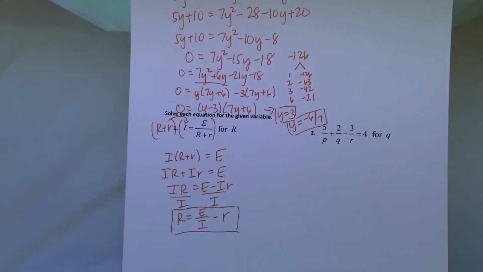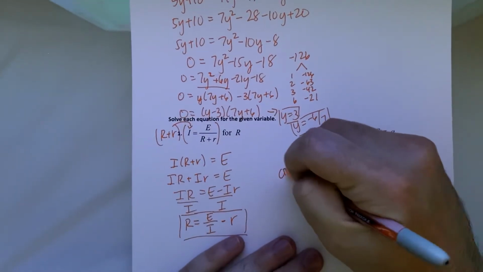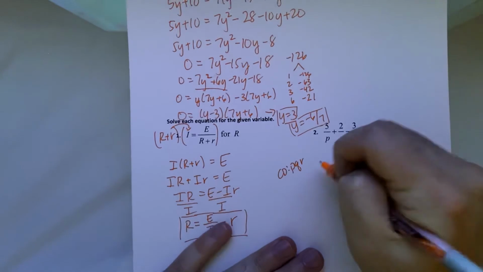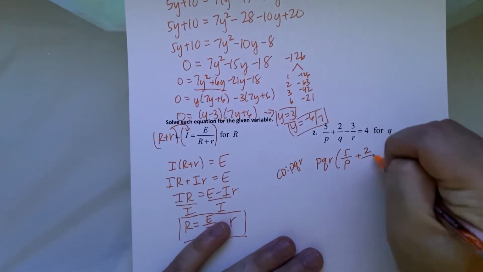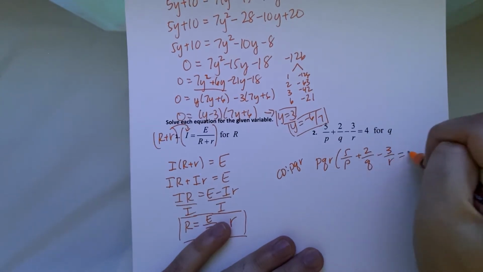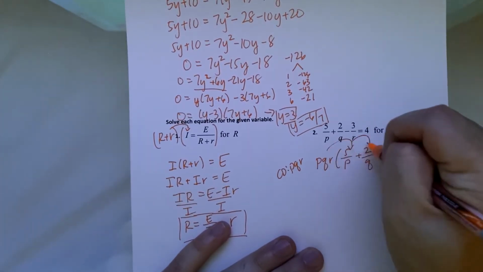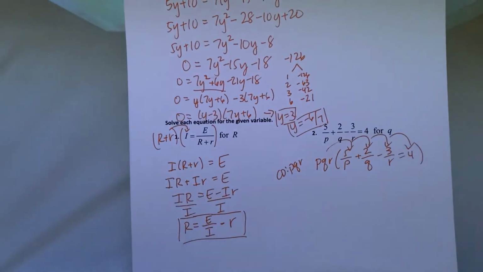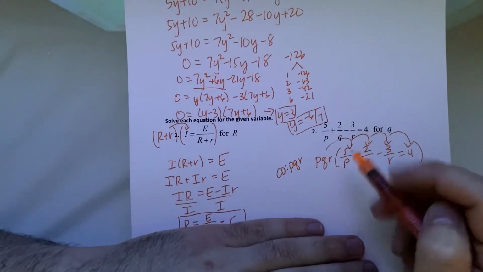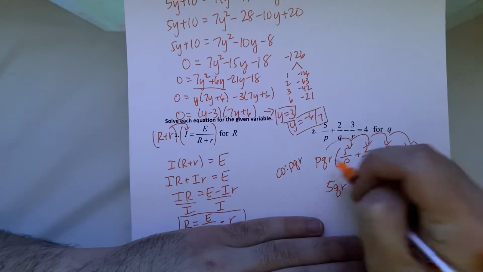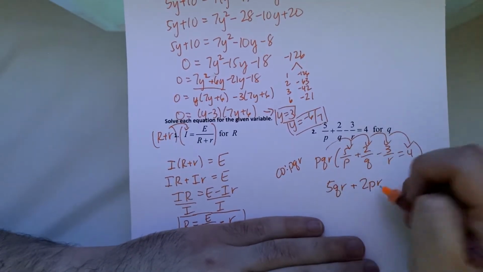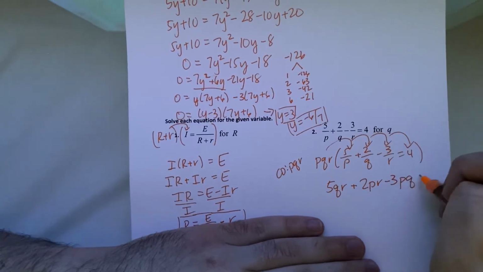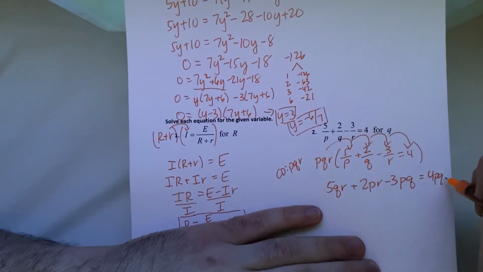Similarly, number 2, it says solve for q. So the common denominator here is PQR. So multiply PQR times this whole thing, 5 over P plus 2 over Q minus 3 over R equals 4. Distribute to 4 terms. The P cancels in the first fraction, so it's 5QR. The Q cancels in the second fraction, so it's 2PR. The R cancels in the third fraction, minus 3PQ, and then 4 gets all three, 4PQR.